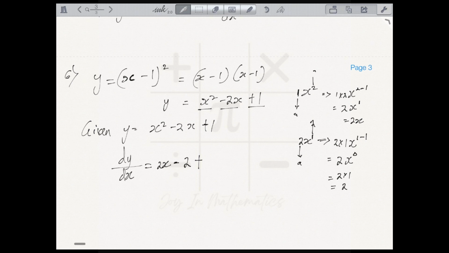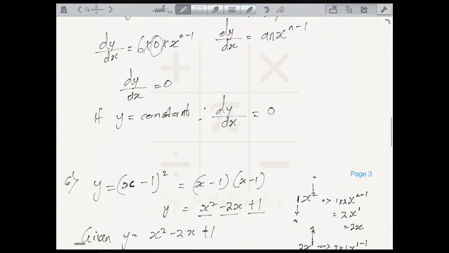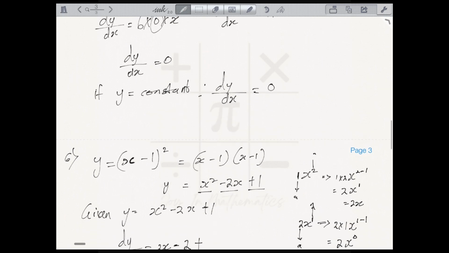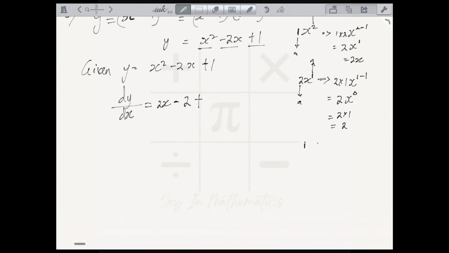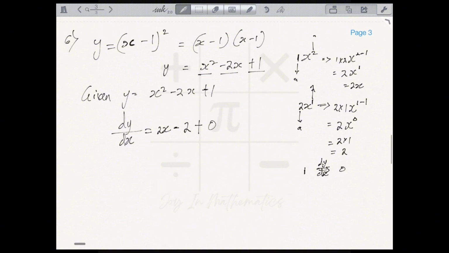Plus, now I want to differentiate a constant 1. We can see from our previous example that if y is equal to a constant, then dy/dx is automatically 0. Then dy/dx of this is 0. So in conclusion, given y equals x squared minus 2x plus 1, our dy/dx will give us 2x minus 2.